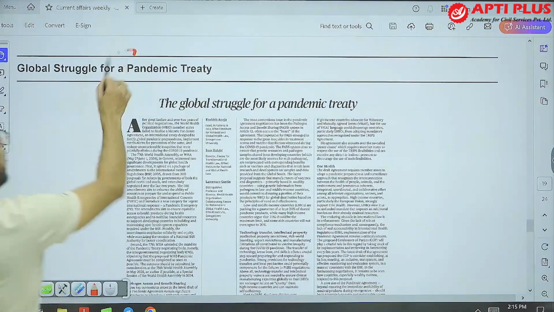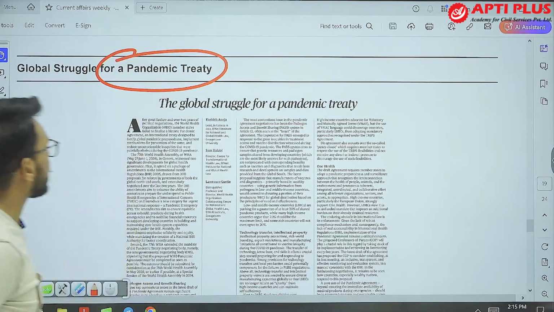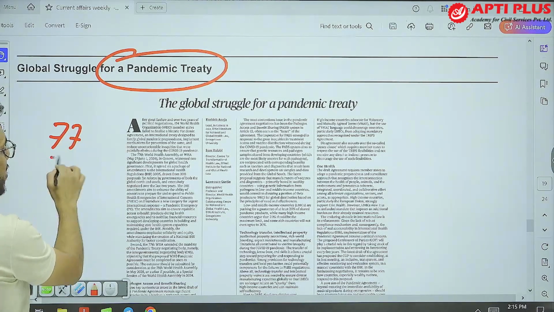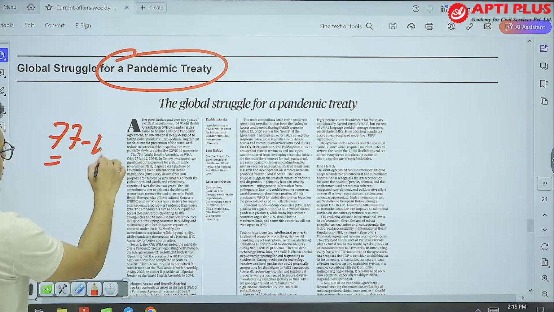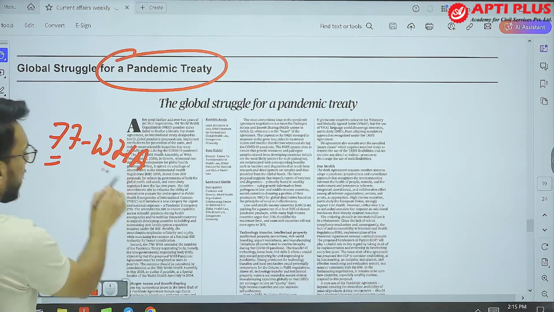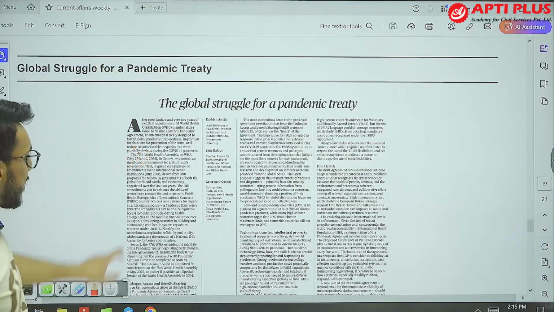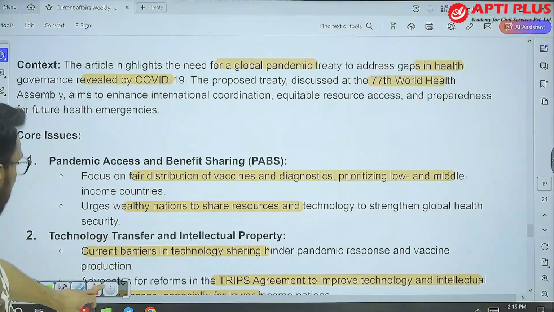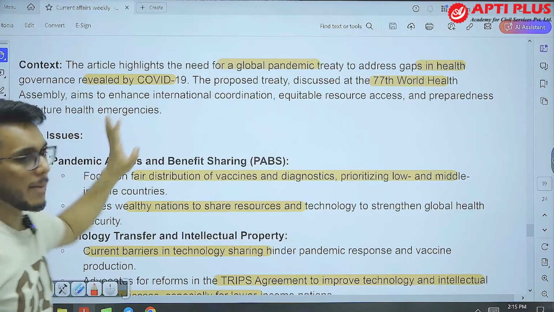Global struggle for a pandemic treaty. So basically what is happening? The 77th World Health Assembly recently has agreed to enhance the cooperation and coordination for health emergencies.